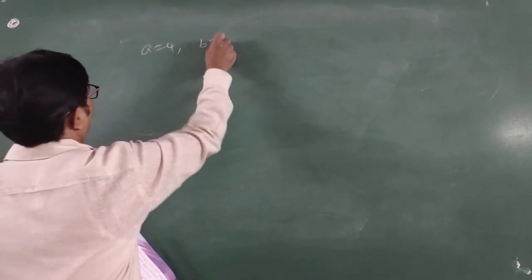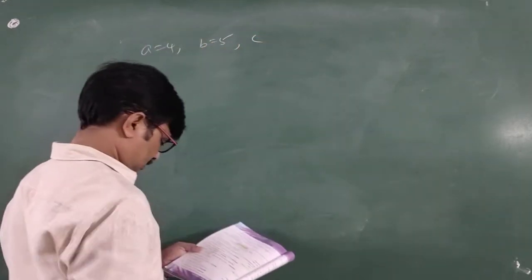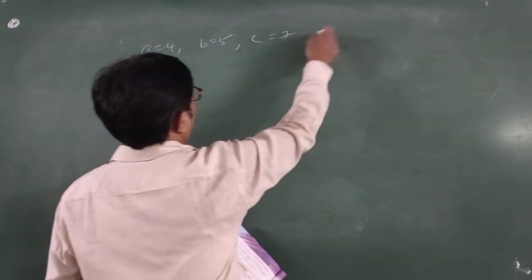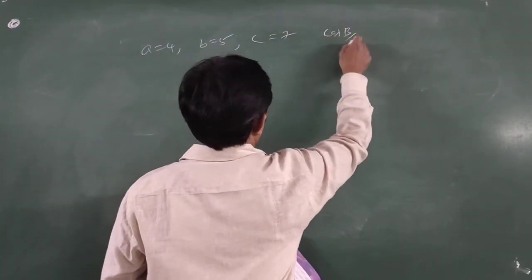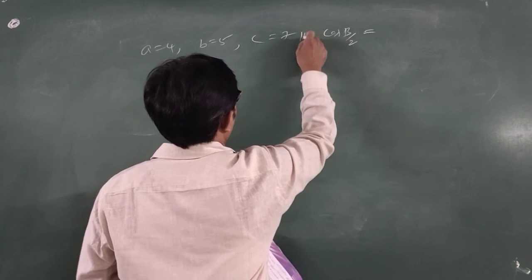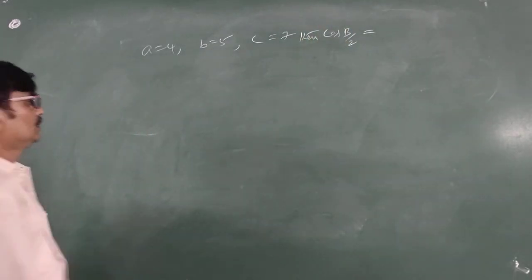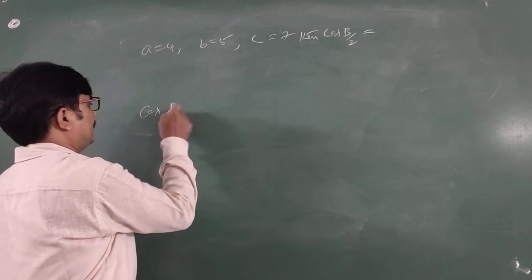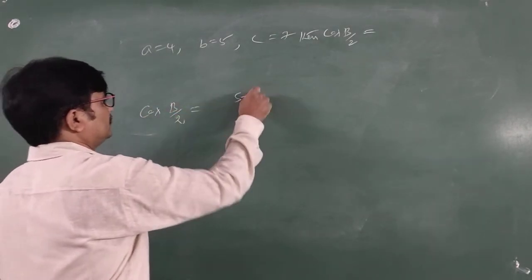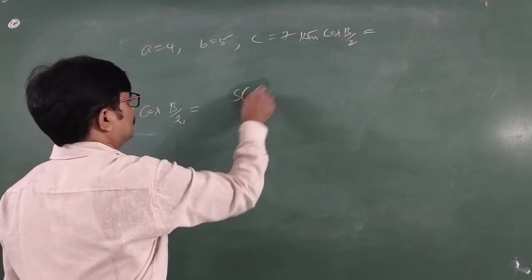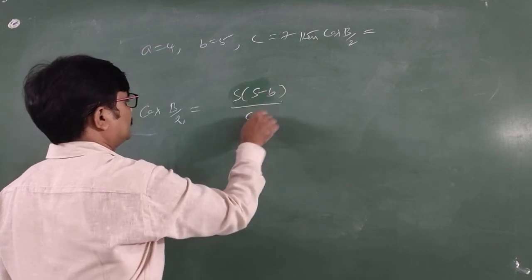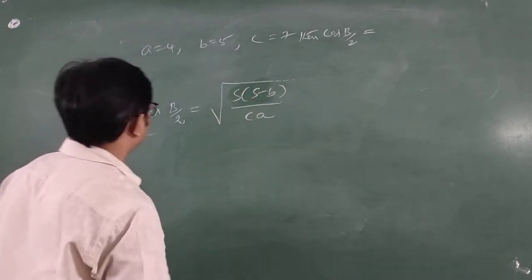Suppose students, a is 4, b is 5, c is 7. How to find cos B by 2? Everybody knows that cos of B by 2 is the square root of s into s minus b by ca.